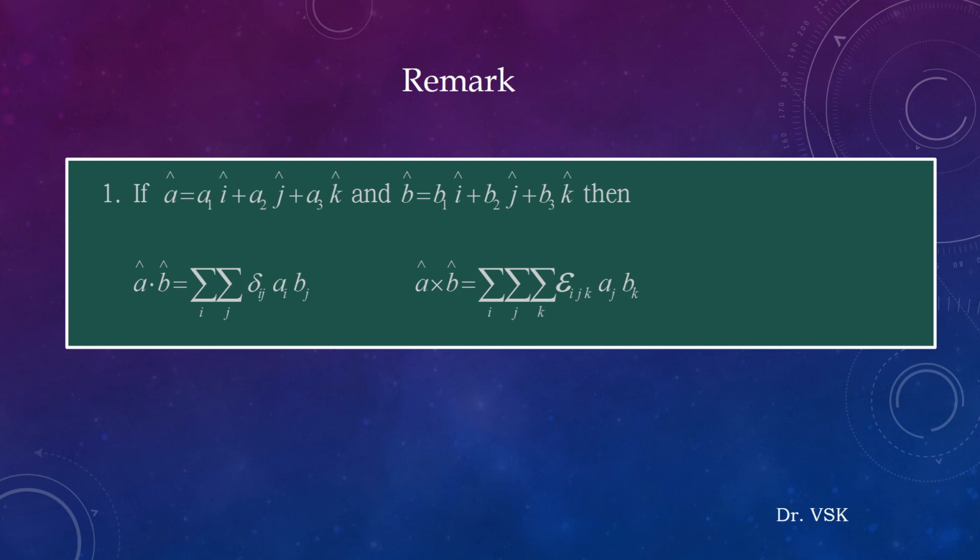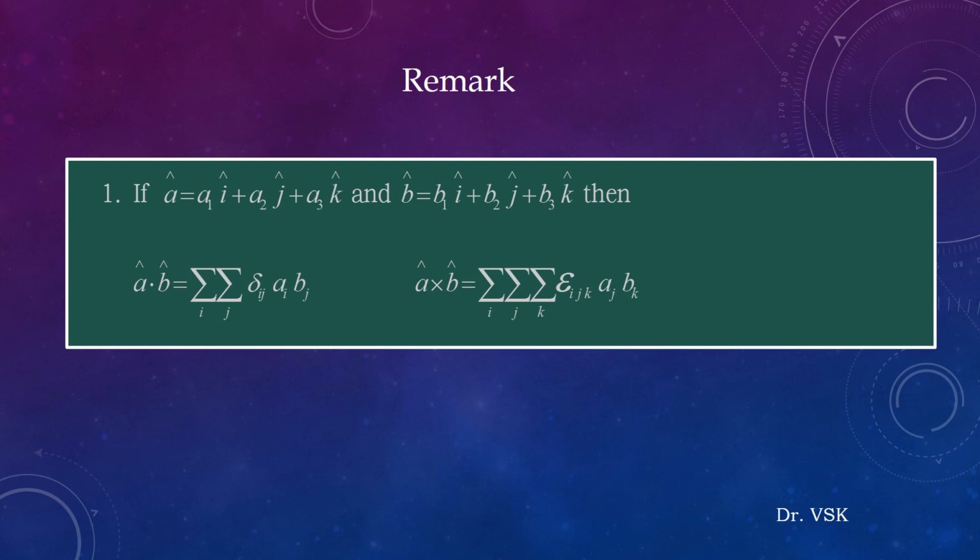Similarly, we want to represent the cross product of two vectors a cap and b cap by using Levi-Civita. In general, a cap cross b cap equals a 3 by 3 determinant: i cap, j cap, k cap on the first row, a1, a2, a3 on the second row, b1, b2, b3 on the third row. This we know very well.